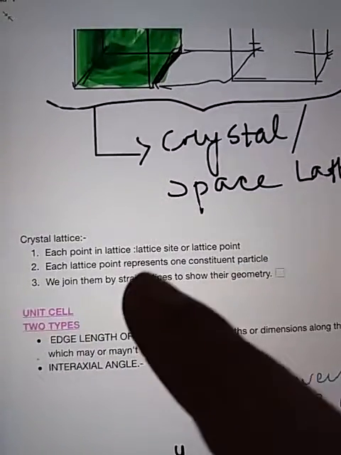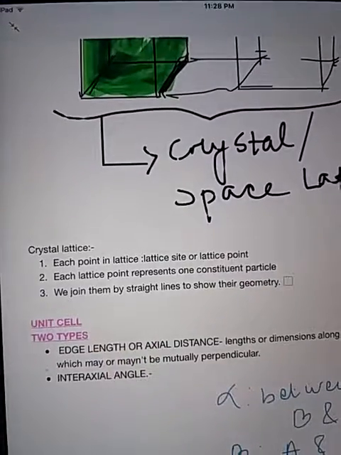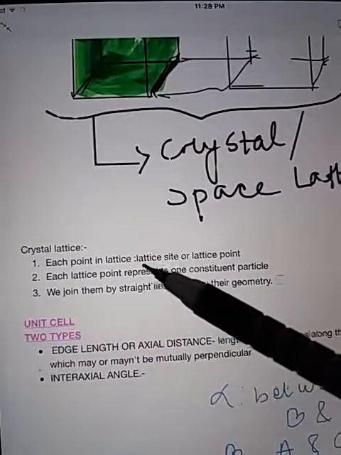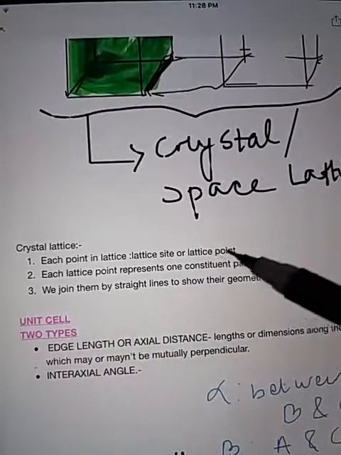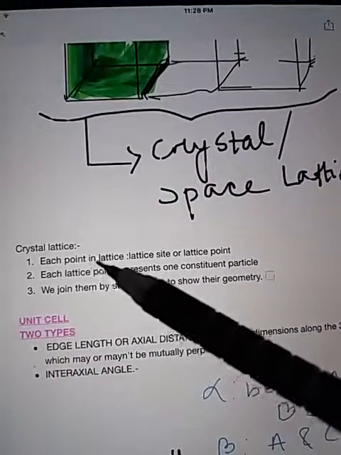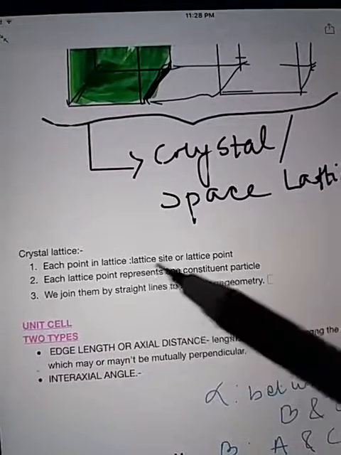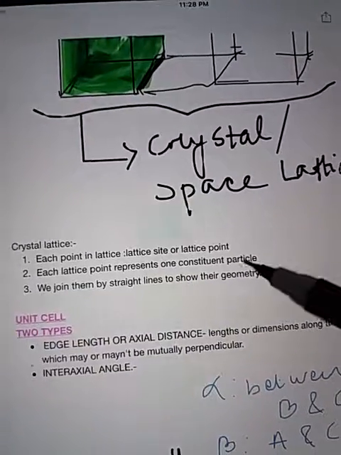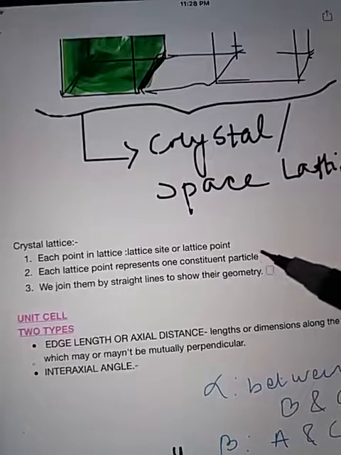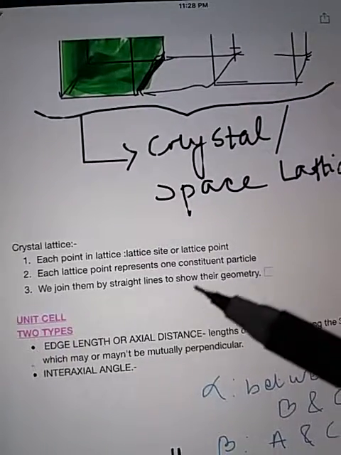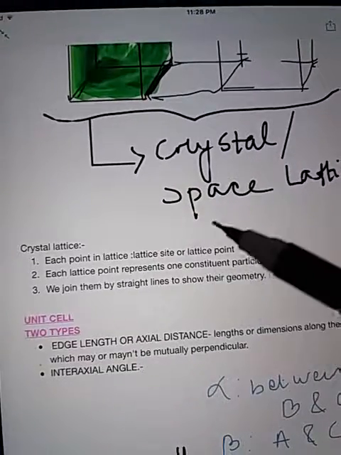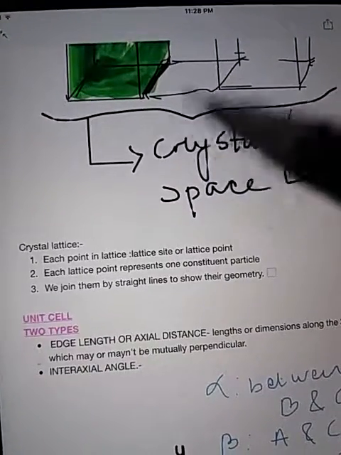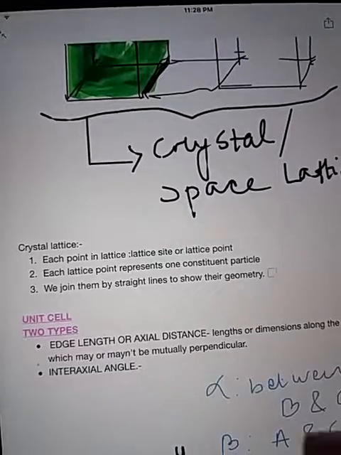Then see here, what is crystal lattice? The three characteristics of crystal lattice. First one, each point in the lattice is known as the lattice site or lattice point. Each point represents one constituent particle. Do you remember what is constituent particle? Atoms, molecules, ions are the constituent particles. Each point in lattice is the lattice site or lattice point, and each lattice point represents one constituent particle.